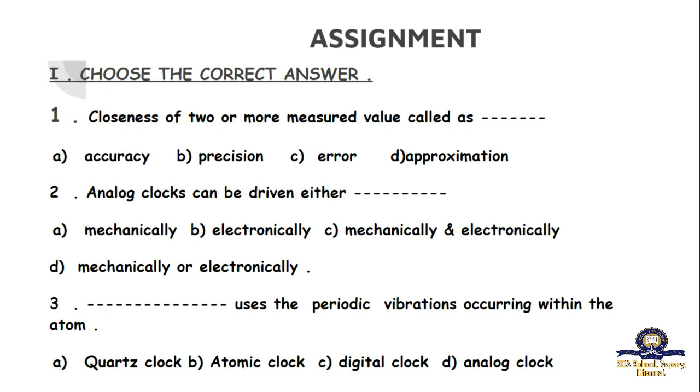Second question is analog clocks can be driven either dash. Options are mechanically, electronically, mechanically and electronically, mechanically or electronically. The next question is dash uses the periodic vibrations occurring within the atom. The options are quartz clock, atomic clock, digital clock and analog clock.